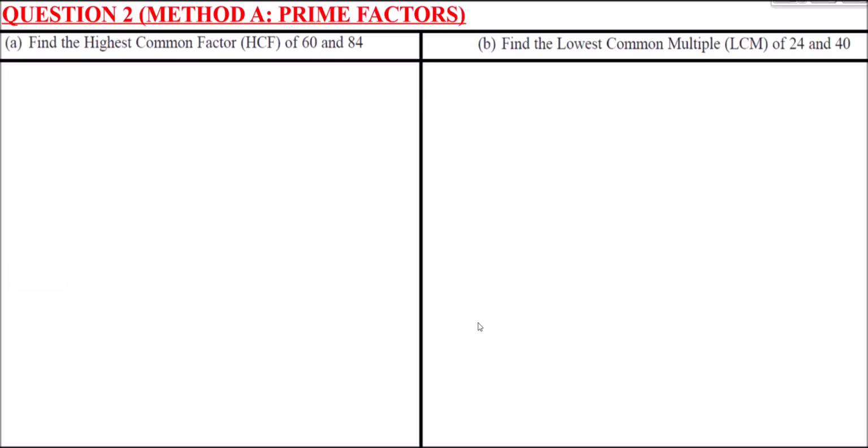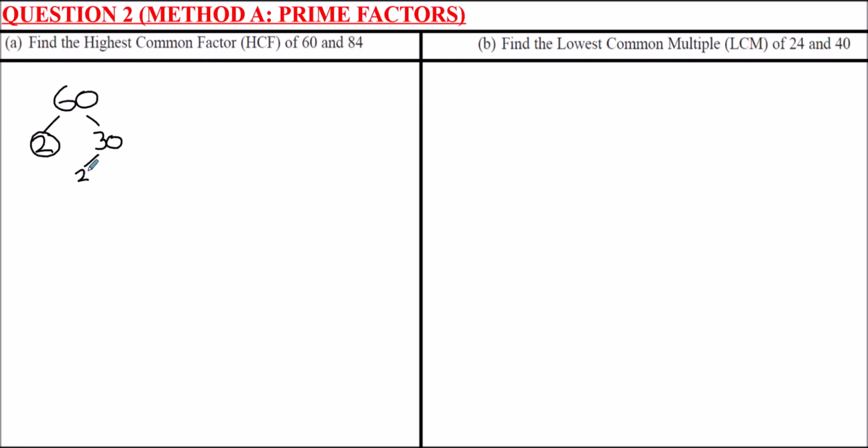Question 2, we've got a question about highest common factors and lowest common multiples. So for this first one, we need to find the highest common factor of 60 and 84. So method A, I'm going to show you how to do this one using prime factors. So first of all, let's consider the value 60. So we've got 60 here. We just need to think now of any numbers we can divide 60 by, apart from the number 1. Well, we can divide 60 by 2, and that gives us 30. And when we see a prime number, we're just going to circle that one. 2 is prime, so we can circle that and move on to the 30.